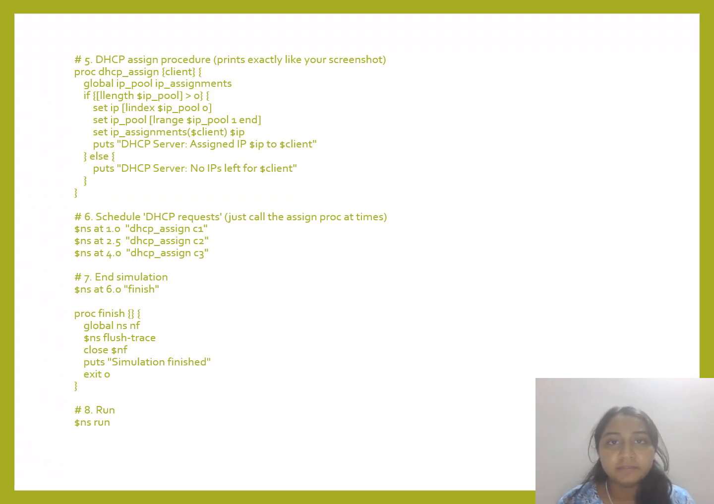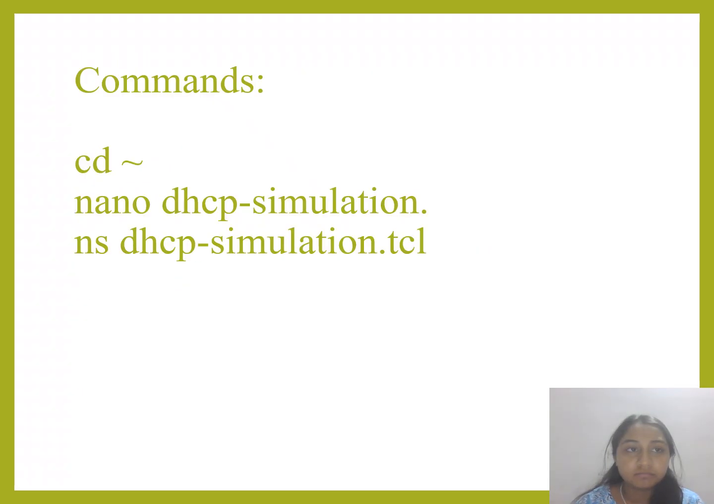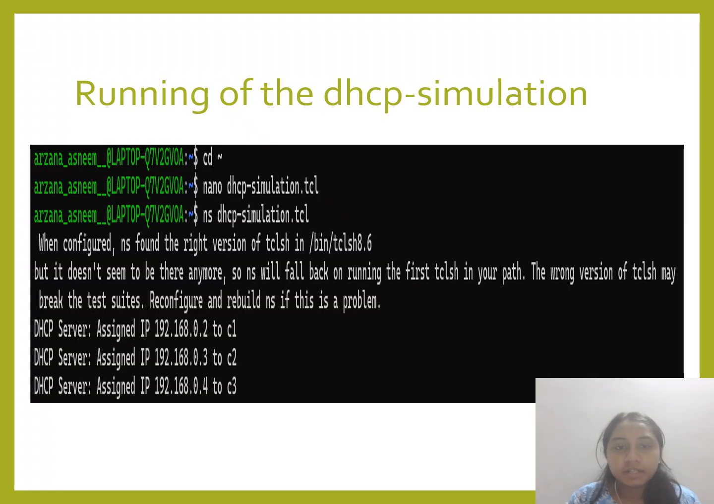Coming to the next, we can see that here we are running the DHCP simulation using NS2, and here first we have taken the cd, that is you are moving to the home directory, that is this symbol which tells that the home folder is in Linux. And next, coming to nano DHCP simulation.tcl, that is you have opened a TCL file, the DHCP simulation.tcl, in which the nano text editor is used to write or edit the simulation script that I explained to you in the previous slide.